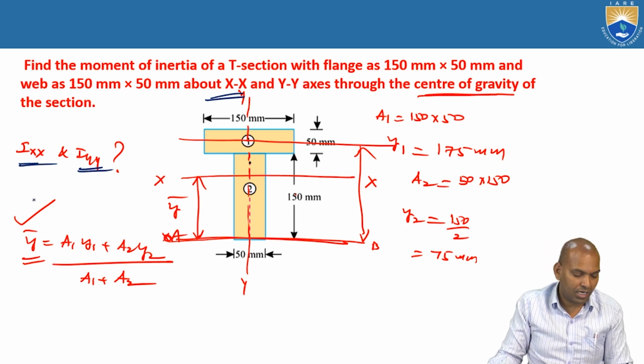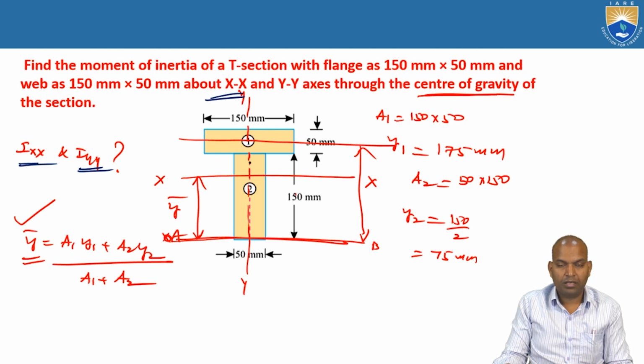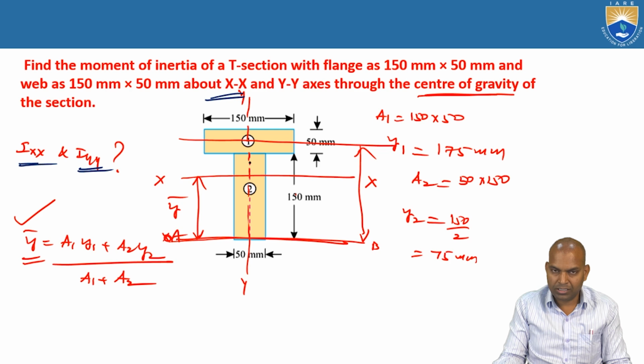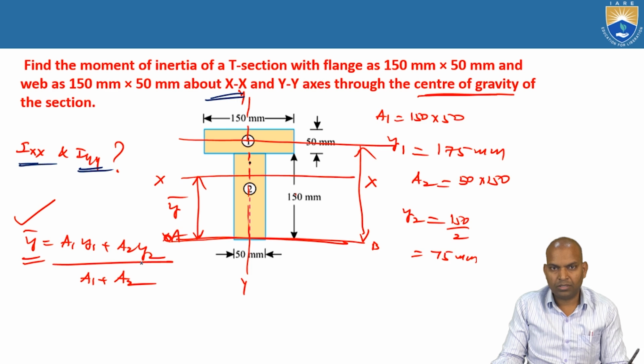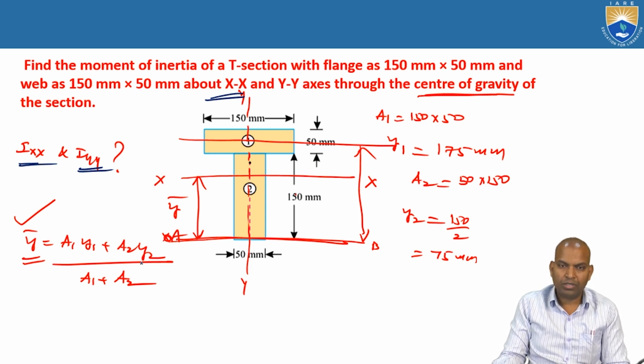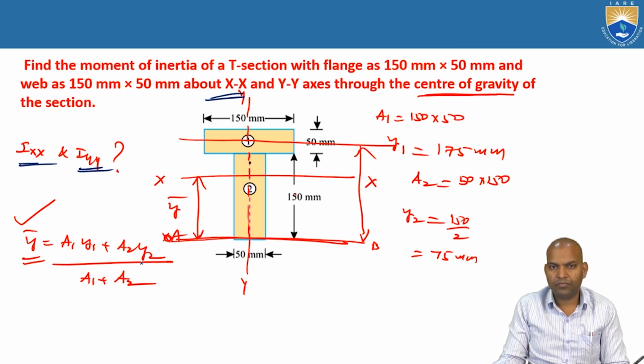Okay, let me conclude. In this section, we covered the composite sections part. Initially we started with the semicircular section and recapitulated it, and we solved problems on composite sections, and also studied the steps we have to use to calculate the moment of inertia of composite sections.